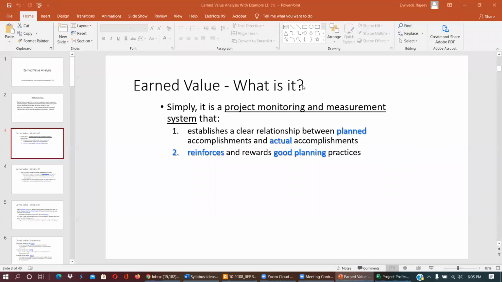Simply, it is a project monitoring and measurement system that establishes a clear relationship between planned accomplishment and actual. Whatever is planned, let's say you wanted to finish $10,000 of sales by today, but actually only $5,000 is done. It gives you an indication of that, and it reinforces and rewards good planning practices.